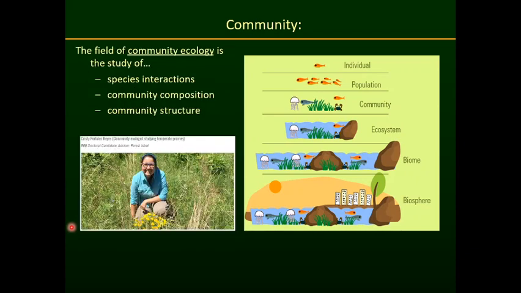Okay, so the field of community ecology is the study of how species are interacting with one another and what factors influence the composition of a community. Why do you have some communities with a lot of species and other communities with fewer species? And why are some communities structured differently? Why do you have tall forests in some areas and short forests in other areas? What's going on with that? So that's essentially what community ecology is, the study of that.